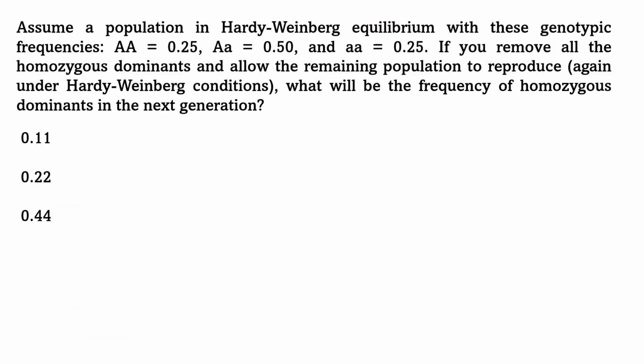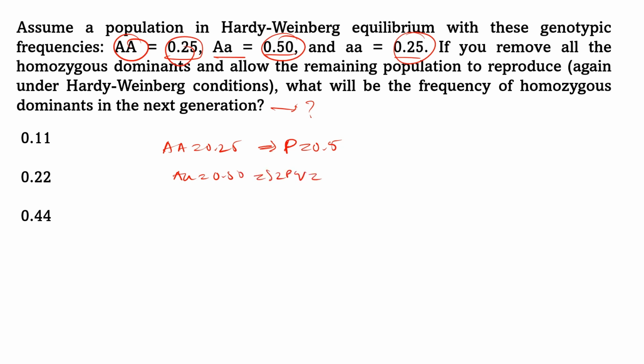Okay. Next question. Assume a population in Hardy-Weinberg equilibrium with this genotypic frequency, where AA is 0.25, Aa is 0.5, and aa is 0.25. If you remove all the homozygous dominants and allow the remaining population to reproduce, again under Hardy-Weinberg conditions, what will be the frequency of homozygous dominants in the next generation? So AA is 0.25, which means p is equal to 0.5, and Aa is 0.5, which is 2pq equal to 0.5. Next is aa, which is 0.25 again, where q is equal to 0.5.